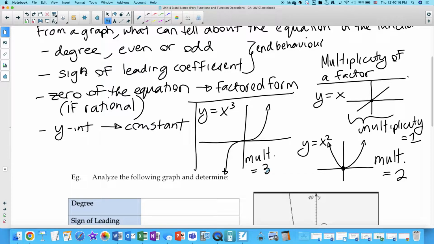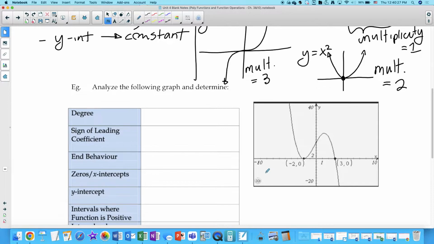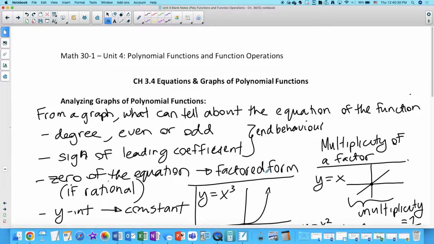Yes? Multiplicity is not the degree. It's the number of factors that you have of that particular factor. That's a good question. So let me expand on that a little bit. Let's say you have something that looks like this: y equals x minus 1 times x plus 2 times x plus 3 squared. This has degree 4. It has 3 zeros. This one is multiplicity 1, this one is multiplicity 1, and this one is multiplicity 2.